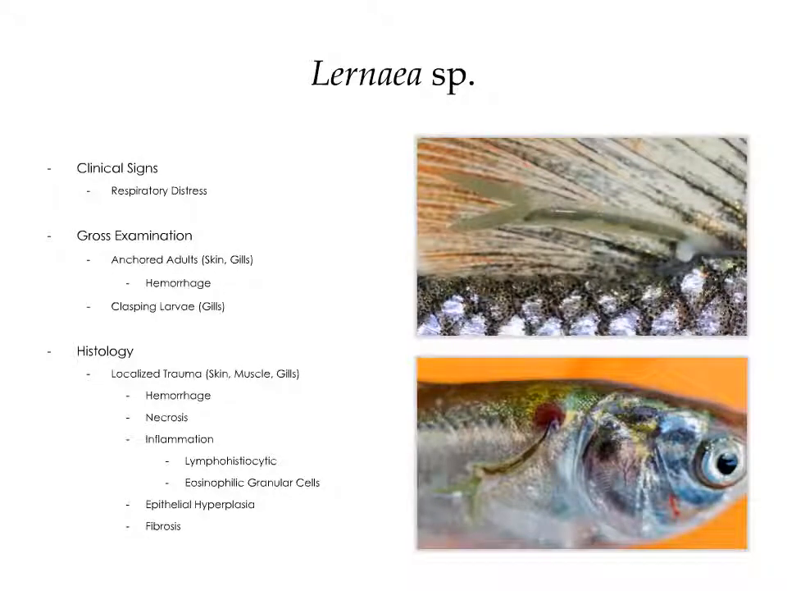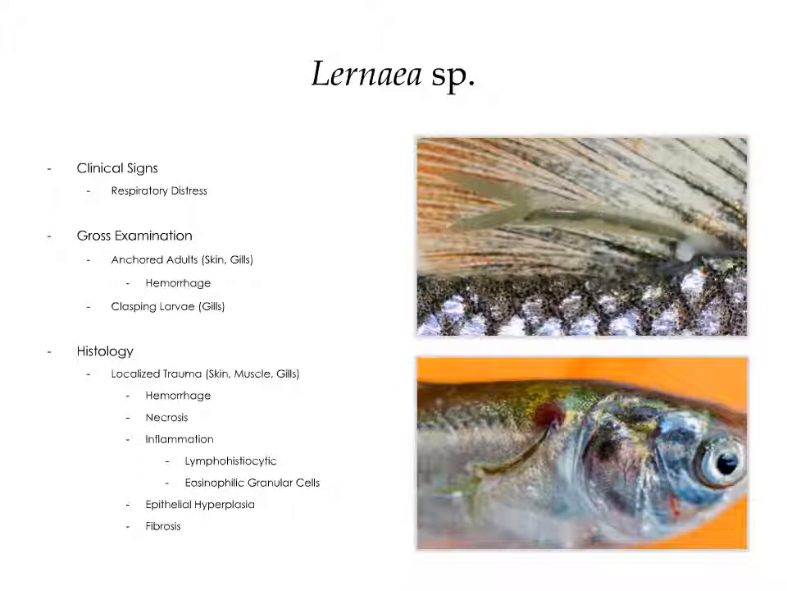Clinical signs associated with gill infections include respiratory distress. On gross examination, the adults are easily identified as they're anchored to the skin or the gills. Sites of anchorage are associated with hemorrhage. The larva can be seen clasping to the gill filaments.